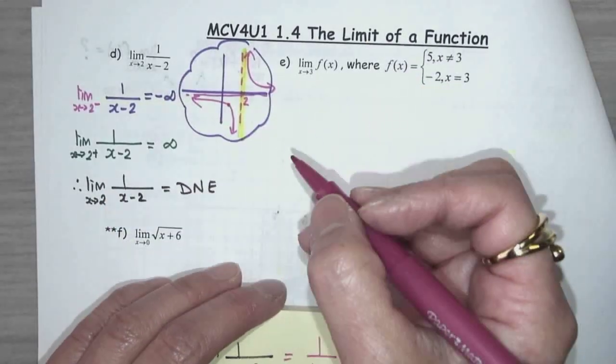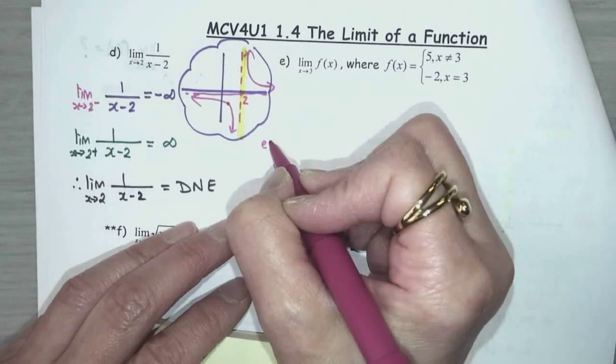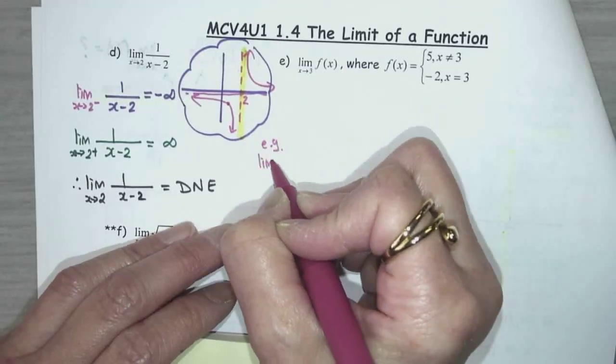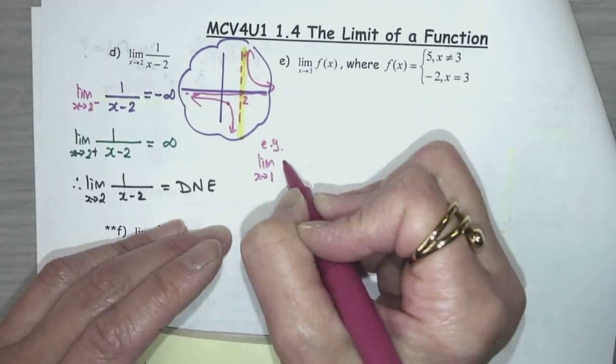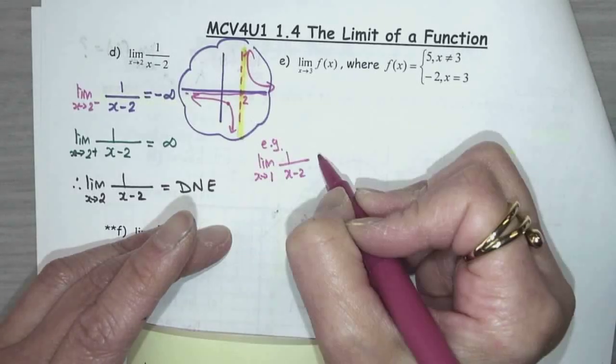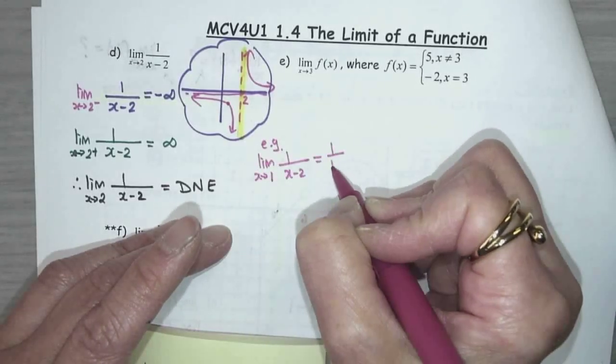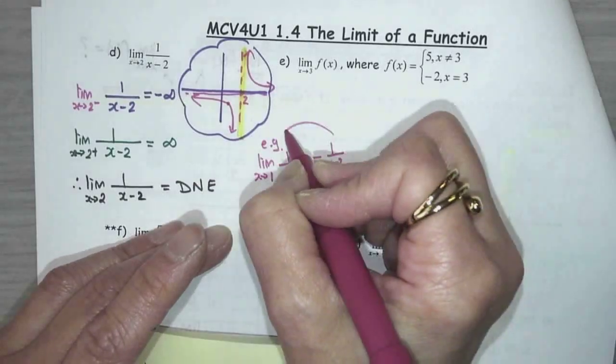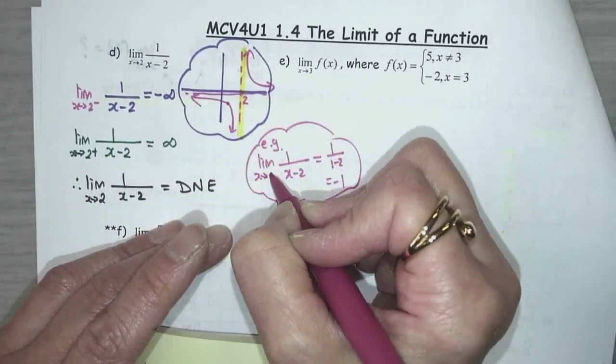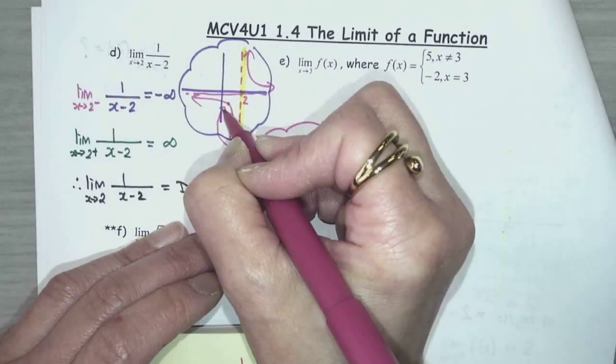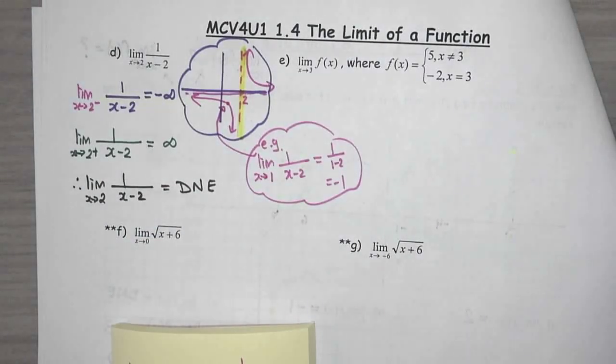Does that make sense? Let's just put that as an aside. For example, if I said the limit as x approaches 1 of the same function, that would equal 1 over 1 minus 2, which would equal negative 1. And that would be that value here. Does that make sense? So it's not any value on the reciprocal function.